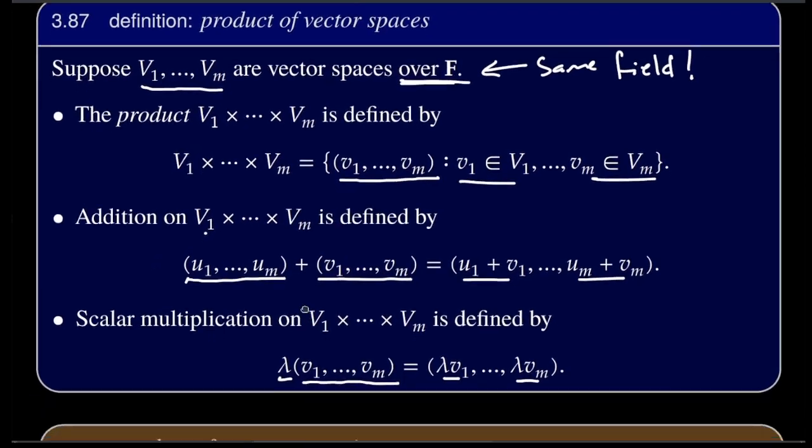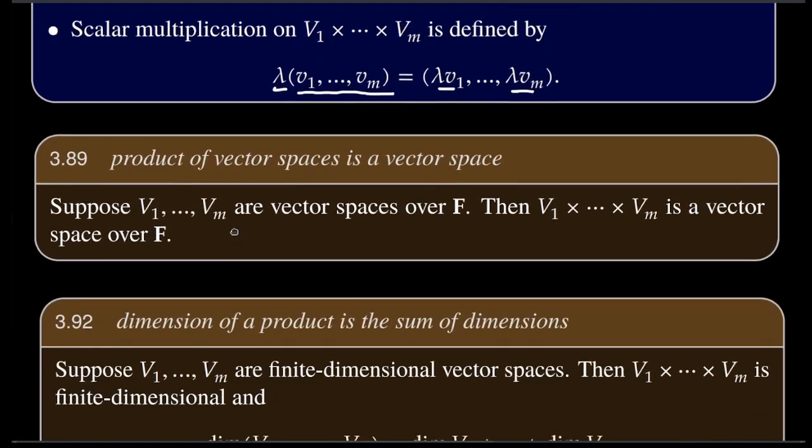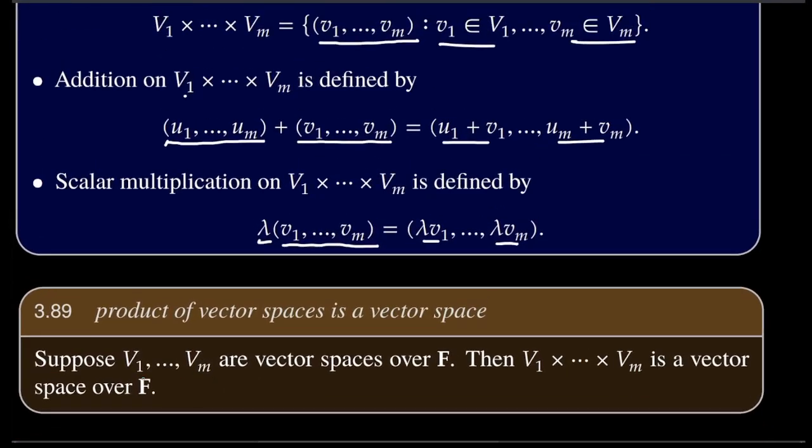So do we get a vector space out of it? Yes. Spoiler alert, yes. If you have V1 through Vm as vector spaces over a common field F, then their product, V1 times all the way down through Vm, is also a vector space over the same field.